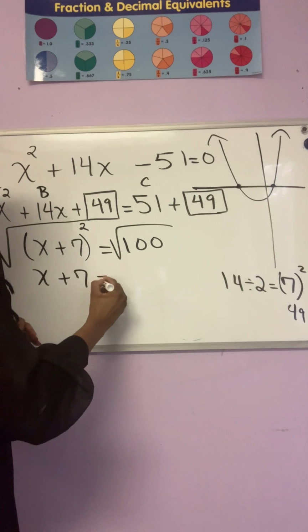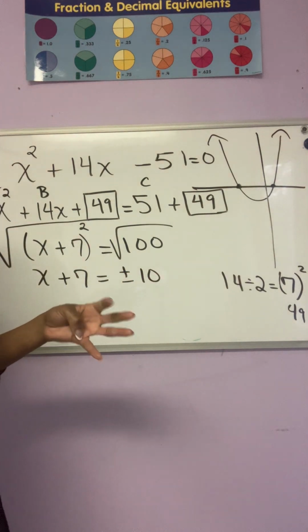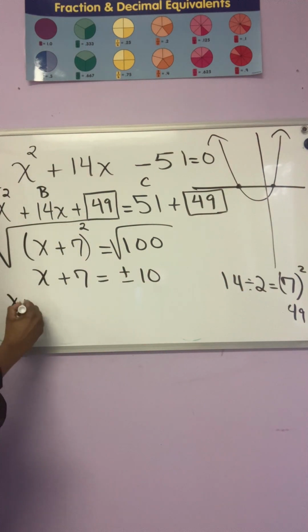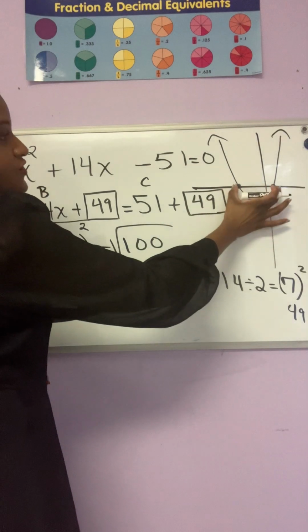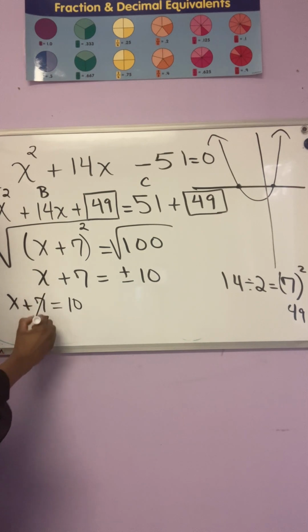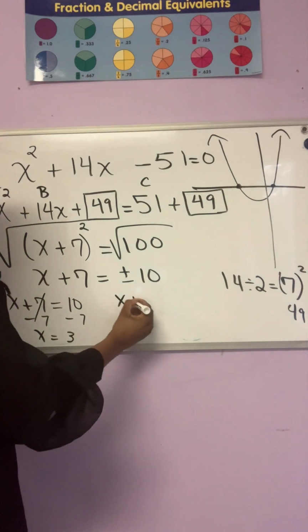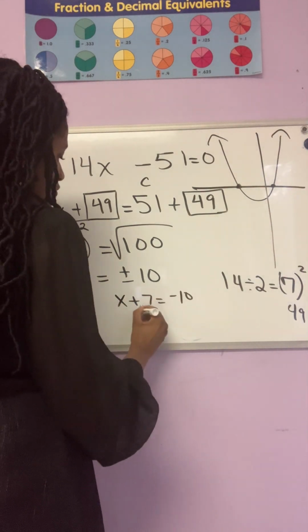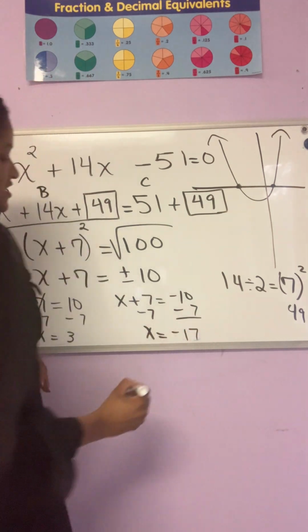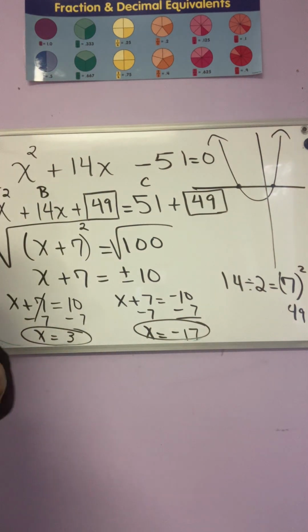X plus 7 equals plus or minus 10. So remember, when you take the square root of a number, it could be positive or it could be negative. So that's why we have plus or minus 10. And now let's solve for our two answers. Remember, it's going to be two answers. So when x plus 7 equals positive 10, we subtract 7, so we have x equals 3. When x plus 7 equals negative 10, we subtract 7, and we get x is equal to negative 17. So those are our two answers, 3 and negative 17.